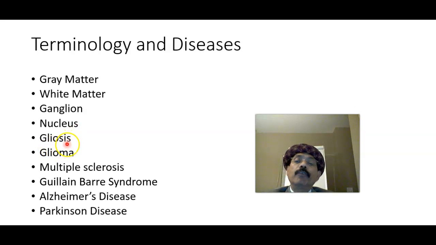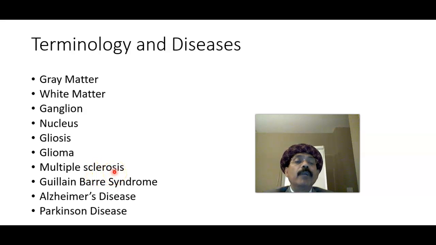Gliosis is the proliferation of the neuroglial cell. If an empty space develops in the brain in any region, then gliosis will replace that space. Glioma is the tumor of the neuroglia. It is benign. If it is glioblastoma, then it is malignant.